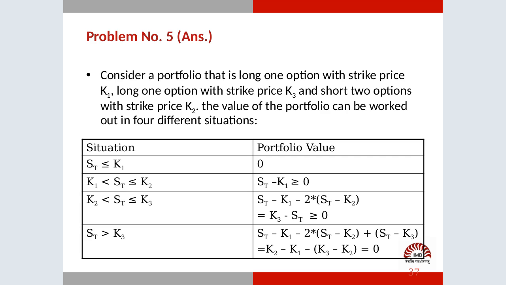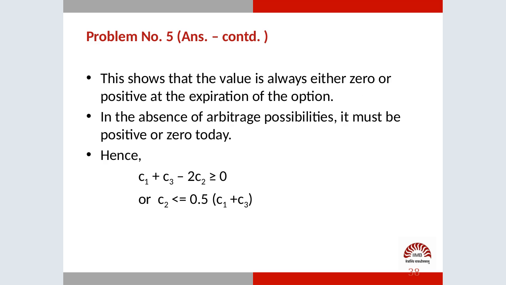And when the asset price goes above K3, all the options will be exercised. So you get ST minus K1 minus 2 times ST minus K2 plus ST minus K3. If you write it out, the STs cancel each other out, since it is ST minus 2 ST plus ST. Then you get minus K1 plus 2 K2 minus K3. So that is K2 minus K1 minus K3 minus K2. But as we wrote down earlier, being the midpoint, K3 minus K2 is equal to K2 minus K1. So that goes to 0. So I have the payoffs structured in that manner.